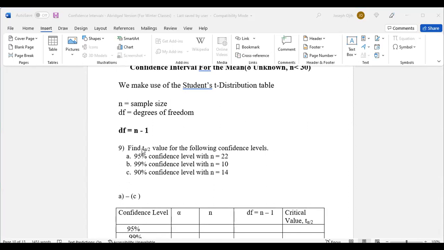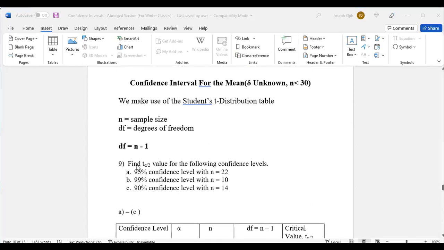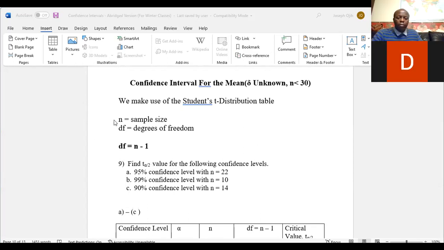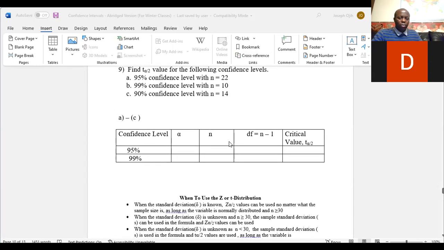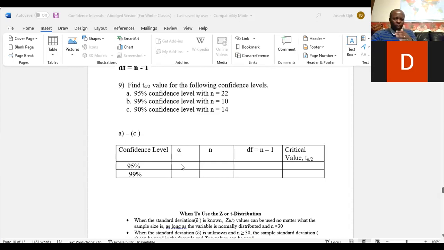T, we're not using Z anymore because this is a small sample. We use the T distribution. So that's why they have it as T alpha over 2. Alpha over 2 because you have 2 sides, left side and right side. Okay. Now, the first one says find the T alpha over 2 for the following confidence intervals. So I'll put it in the table like this. This one says 95% confidence level with n equals 22.